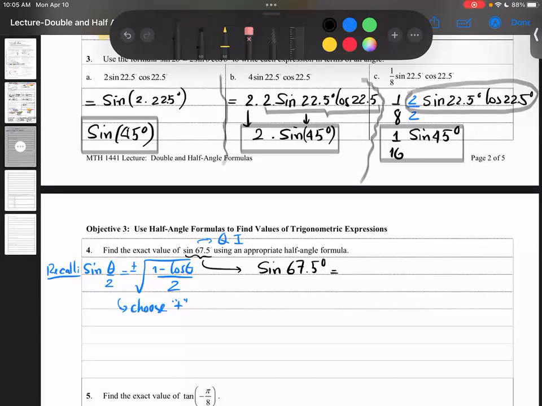What number divided by 2 is 67.5? All you have to do is multiply by two. Okay. Sine of 135 degrees divided by two, right? So far, so good. I just tried to turn it into theta divided by two. In this case, theta is going to be 135. Apply the formula: positive square root of one minus cosine of theta, where theta is 135 degrees, over two.